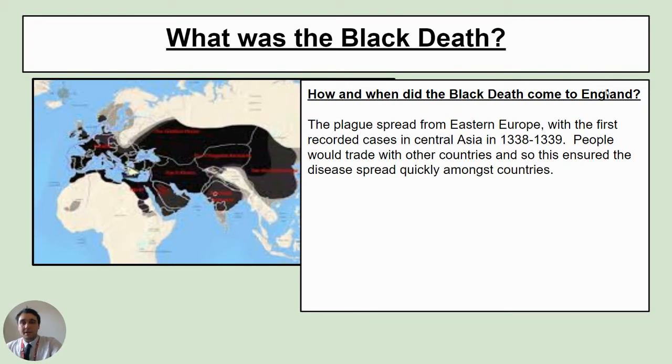Okay, so the plague spread from Eastern Europe. The first recorded cases are in Central Asia around 1338 to 1339. Now, what happens is that people are trading with other countries, and so the disease spreads quickly amongst countries. It doesn't just stay in one place because of the trading that's taken place.